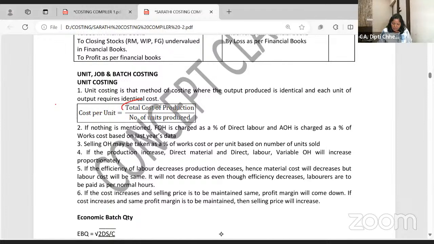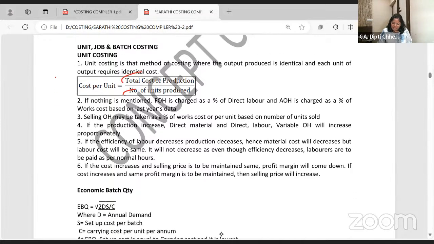Job costing is total cost divided by number of units. If nothing is given, factory overhead is taken as a percentage of labor, admin overhead as a percentage of works cost. Selling overhead may be taken as a percentage of works cost or based on number of units sold. Factory overhead and admin overhead always on number of units produced. Selling overhead on number of units sold.